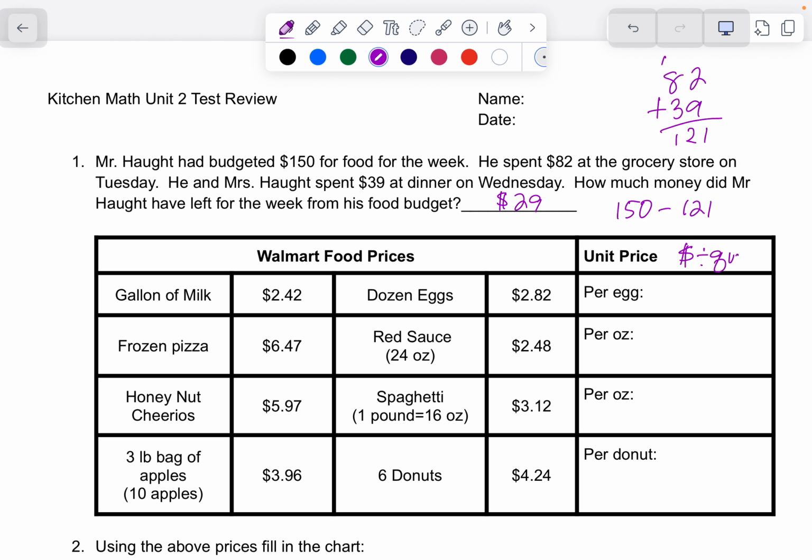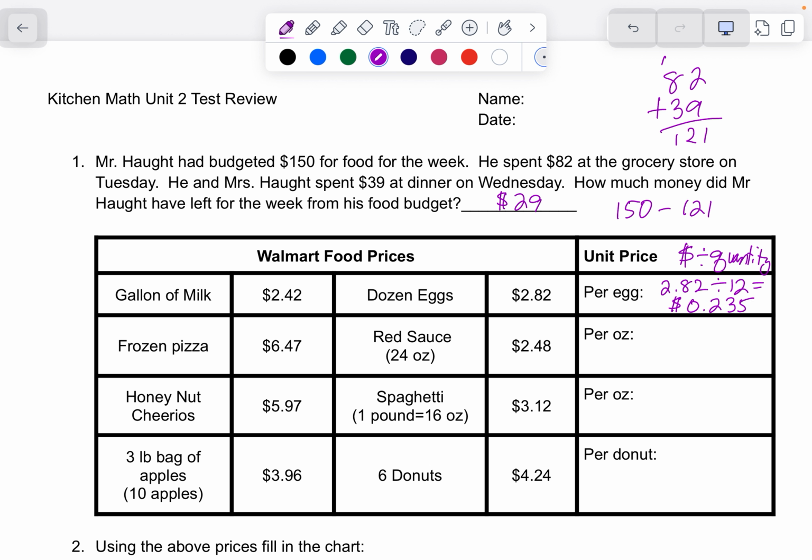So if I want the price per egg, or this first one here, you're going to do 2.82, and that is for a dozen eggs. So you have to divide by 12. So hopefully you know a dozen means 12. So 2.82 divided by 12. And it's going to be a strange number, that unit price. I would just leave what the calculator gives you, because then that allows for better comparison. So it'd be 0.235 dollars per egg. So 23.5 cents per egg.